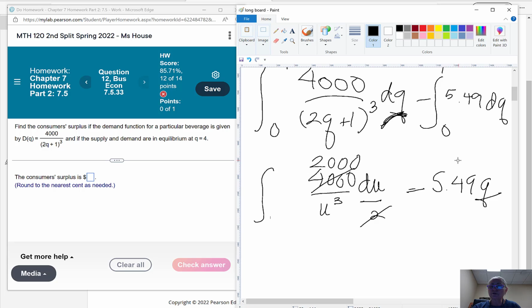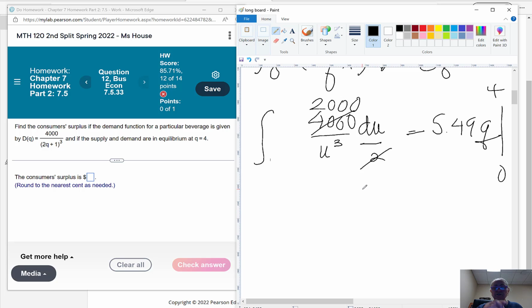Now over here, we are going to evaluate this one at 0 and 4, and eventually, once we get this one done, we're going to evaluate it at 0 and 4. So look what I have. I have 2,000 over u cubed. I'm going to write that 2,000 on the outside, integral u to the negative 3 du.